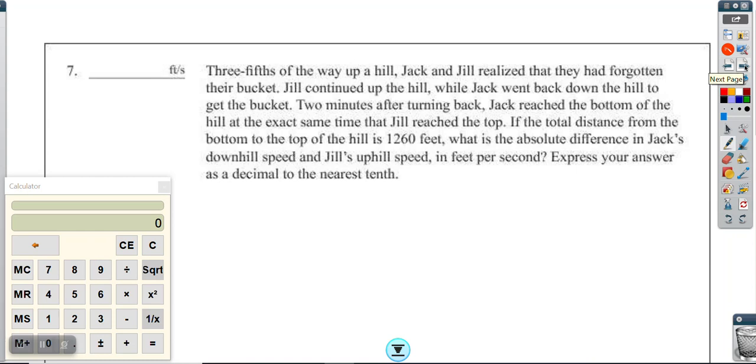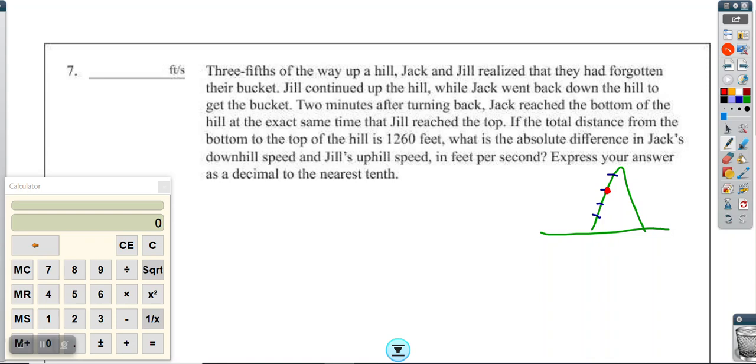But here we go. 3/5 of the way up a hill. Okay, so we have a hill. I'm just going to draw a hill. 3/5 of the way, so I need to break this into fifths. So 1, 2, 3, 4, 5. So 3/5 of the way up the hill is going to be right here. All right, 3/5 of the way.